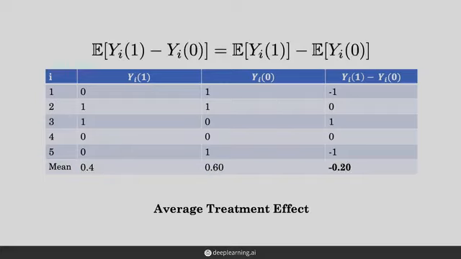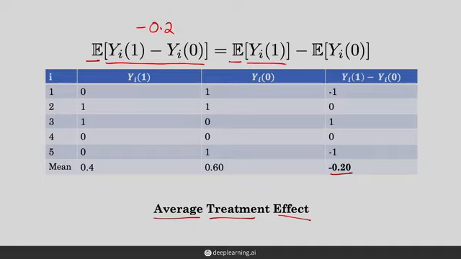So why is this useful? The reason this is useful is because our third value over here is what is called the average treatment effect. Formally, the average treatment effect is the expectation of the difference in the potential outcomes, and the expectation can be given by taking the average of this column, which is this number over here, -0.2.